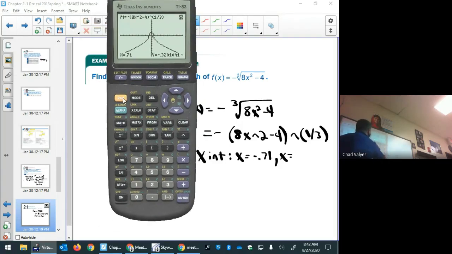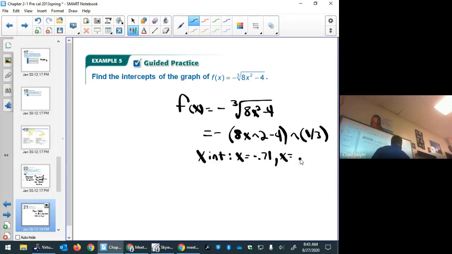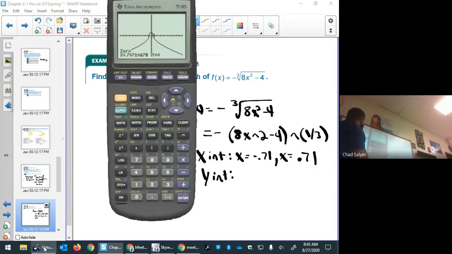0.701. We'll just use it again. 2, left bound, that's good. Right bound, I'll go just past it. Yeah, 0.71 is a good approximation here. And then the y-intercept. The best way to find this is to just plug in x equals 0. So go to trace, hit 0, and I see it's about 1.59.